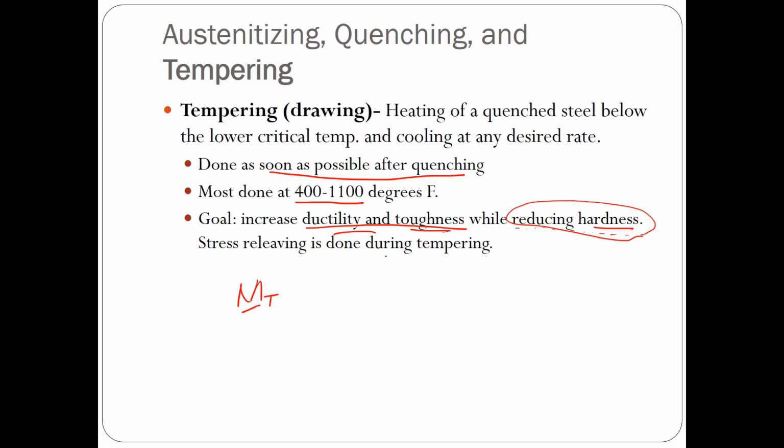So, tempering is a necessary part of austenizing, quenching to form martensite, and then tempering. So we would call this quench and temper, Q&T. That's a very common term in industry. You're going to Q&T, or quench and temper, because that's what we're going to do to our steels. We're going to austenize and quench them to form martensite, and then you must temper them.